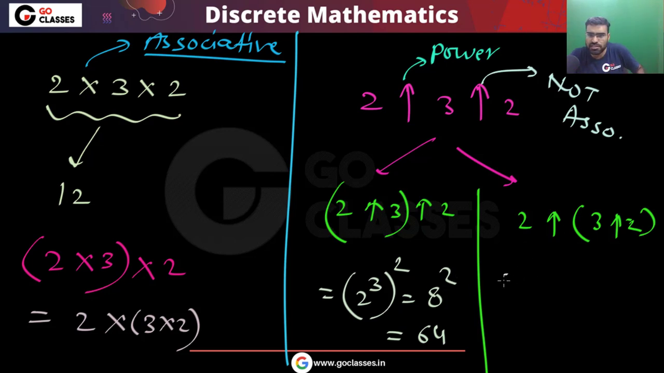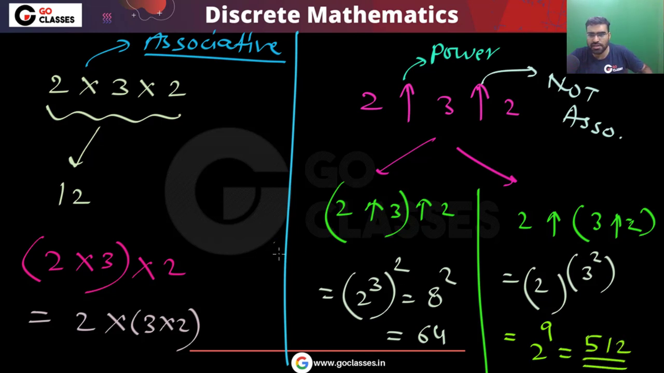Now here what is the answer? This is like 2 power 3 power 2. Now 3 power 2 means 9, so this is like 2 power 9, and 2 power 9 means 512. So you can easily notice that if I put this bracket like this, then the answer will be 512. And if I put the bracket like this, then the answer will be 64.